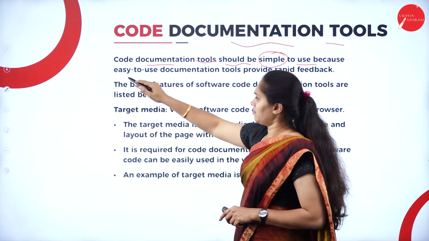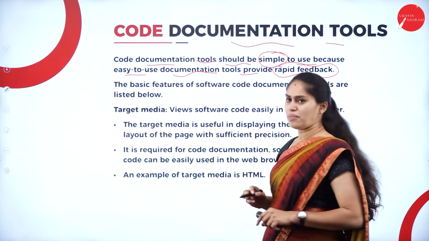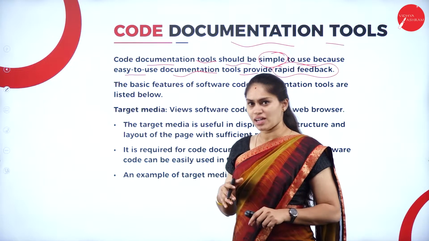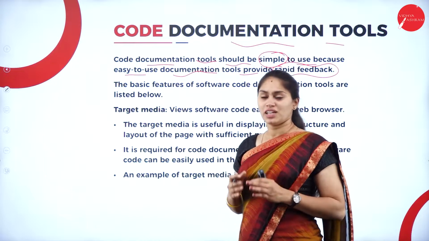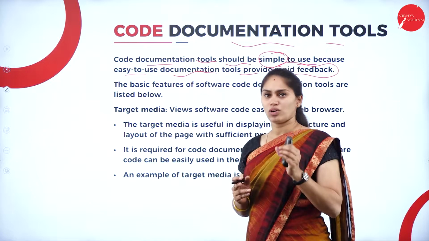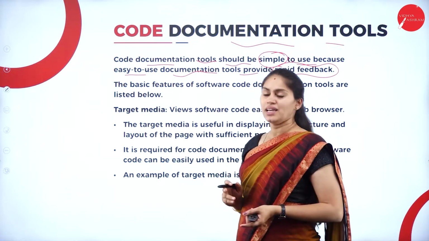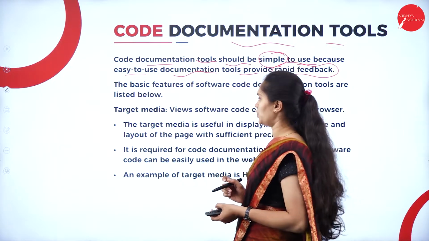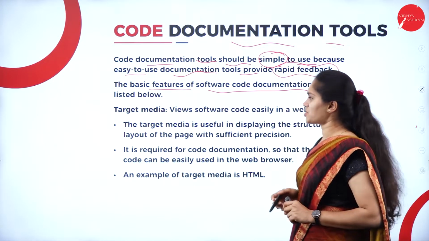So mainly it should be an easy-to-use documentation tool that provides rapid feedback. When we have rapid feedback, then we get to know the shortcomings of any of our documentation segments. If there is no review or no feedback, then it will take much more time to get to know the errors we have included in it. But if we have rapid feedback, then it will be easy to make an easy-to-use documentation tool. So here you can see some of the features of a software code documentation tool.